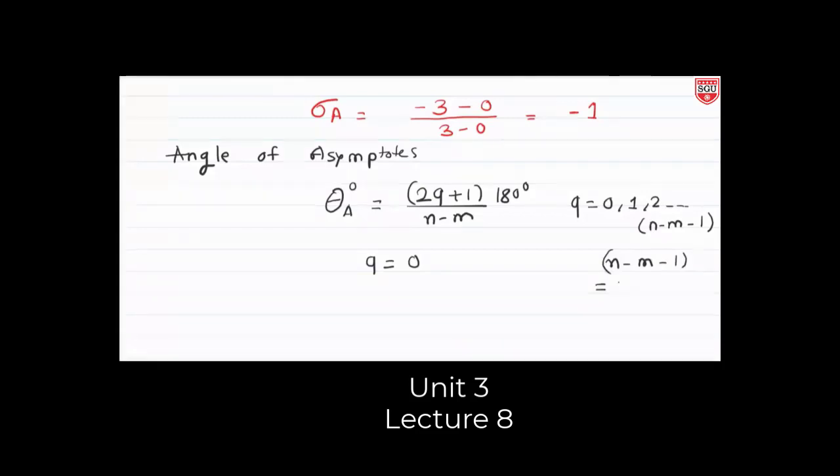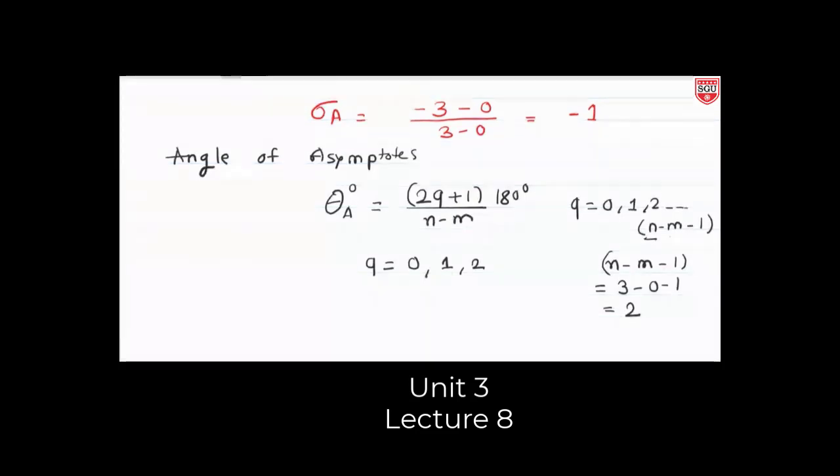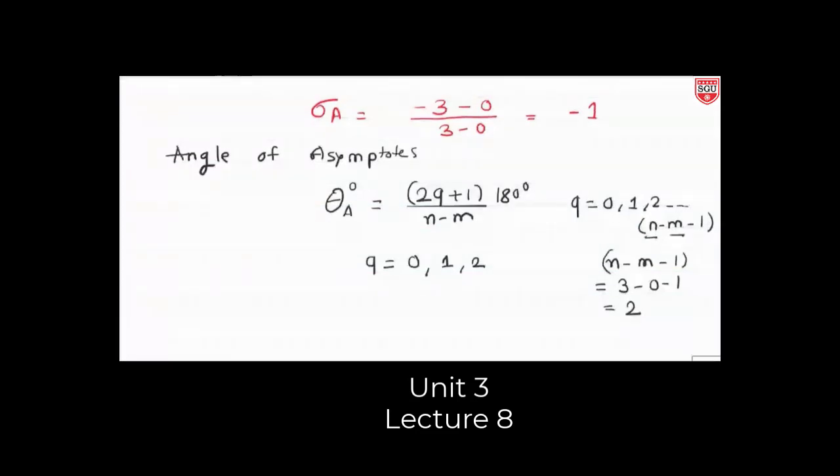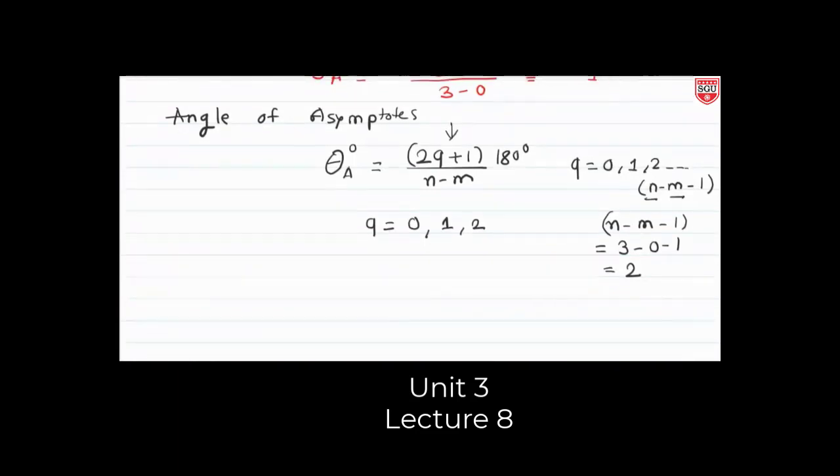3 minus 0 minus 1, which is equal to 2. Means q is equal to 0, 1 and 2. Okay, understand this step carefully. If the number of poles and the number of zeros are denoted by n and m, then n minus m minus 1 will be q. Put the value of q in this formula. We will get 3 values because 3 branches means 3 asymptotes are there. So we will get 3 angles. Now you have to do the calculation.